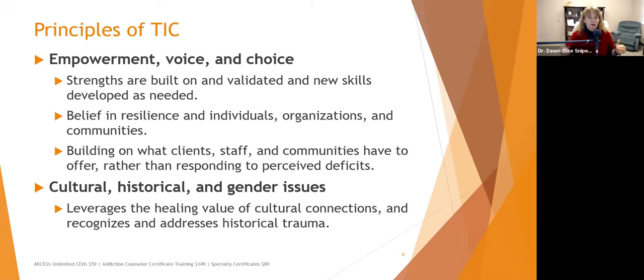Everybody in the team, from the clinician to the doctor to the support people to the client, everybody needs to believe in resilience of the individuals, the organizations, and the communities. And you might think, well, that's kind of broad for everything, but we have to believe, if we're working with a rape victim or a rape survivor, we have to believe that that person has the ability to work through that trauma and integrate that trauma.